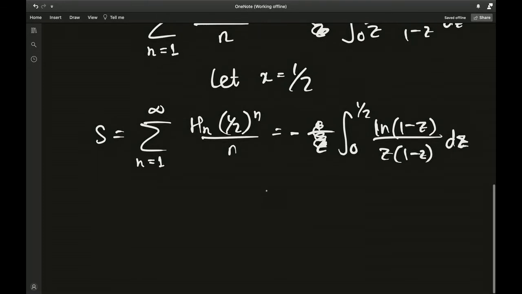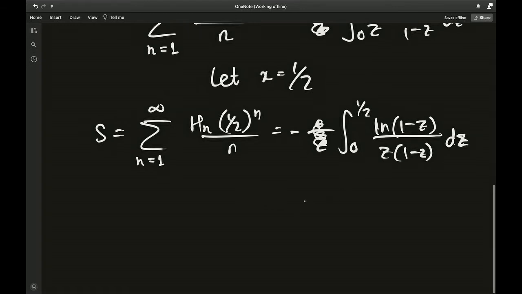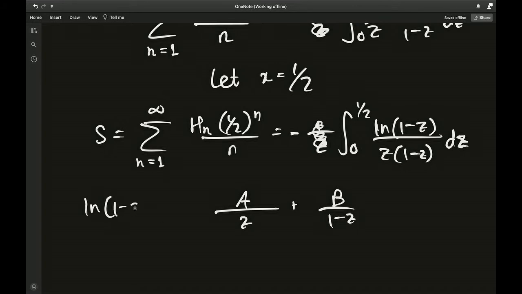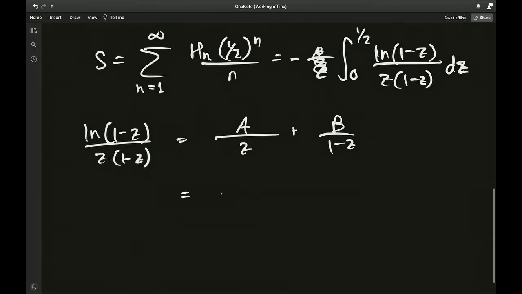Okay, so now the rub is in calculating this integral. Looking at the factors in the denominator, we can use partial fraction decomposition to break it down. So we want to write this as a over z plus b over 1 minus z. We want to write this, natural log of 1 minus z over z times 1 minus z, as this breakup. Now cross multiplying and cancelling out the denominator.